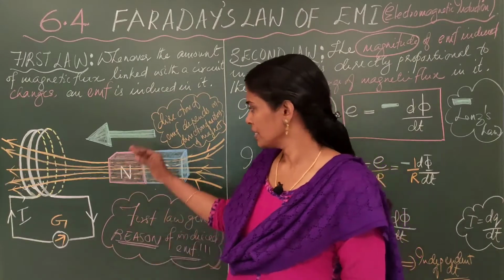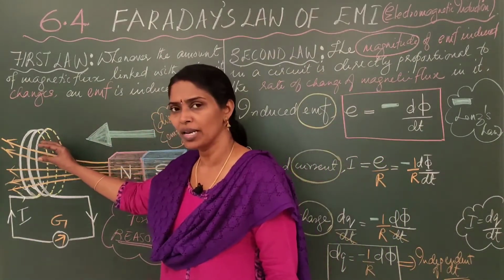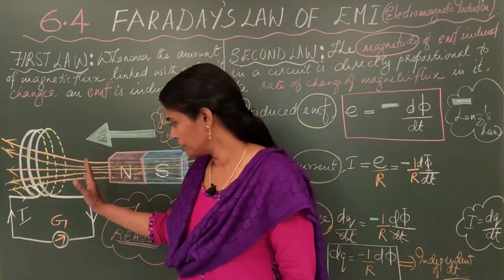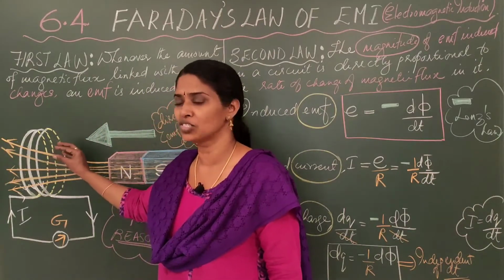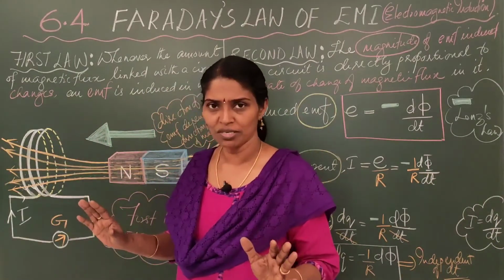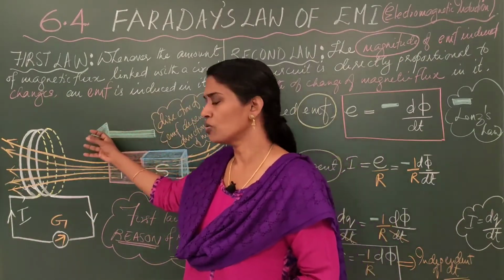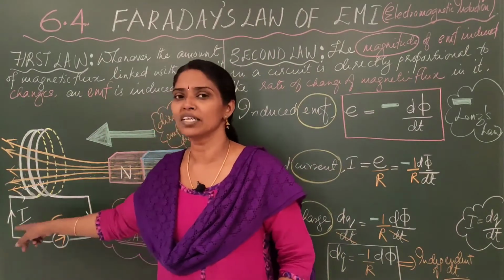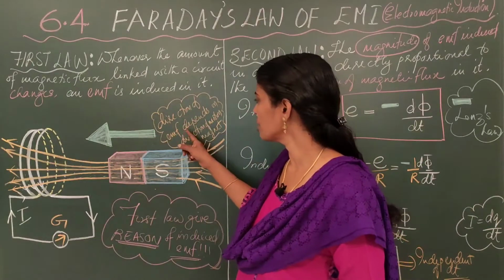First step, the magnet, the north pole of which was moved into the coil. At that time there is a deflection in the galvanometer. Keep it steady. The magnet was kept steady or stationary inside the coil. No deflection. Then again it was brought back. The north pole was taken back. At that time also the deflection was there, but in the reverse manner. So it's very clear, the direction of the EMF.